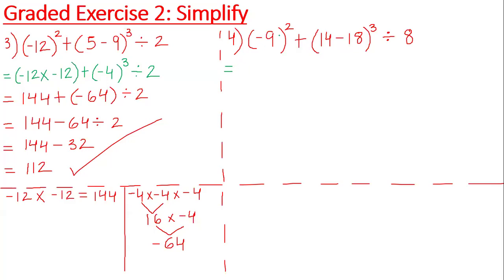So we have (-9) squared. That's going to be what? Open bracket. What? -9 times what? -9 times -9, plus what? 14 minus 18 is what? -4. Very good. Cubed, divided by 8.